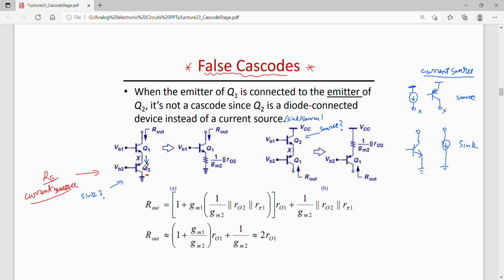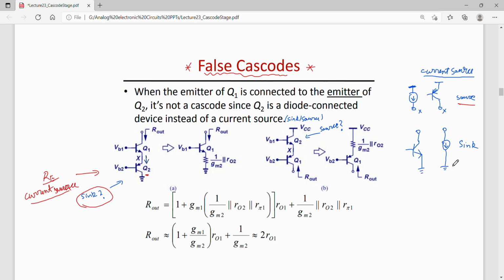One can notice that this PNP cannot be used for sinking the current. We had commented some time back that a PNP can be used to source a current. It cannot be used to sink the current. So we had commented.